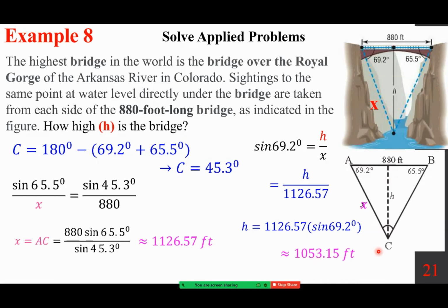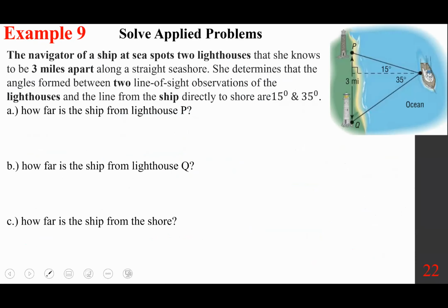We are going to look at the last question. Could somebody read this, please? The navigator of a ship at sea spots two lighthouses that she knows to be 3 miles apart along a straight seashore. She determines that the angles formed between two line-of-sight observations of the lighthouses and the line from the ship directly to shore are 15 degrees and 35 degrees. How far is the ship from lighthouse P?